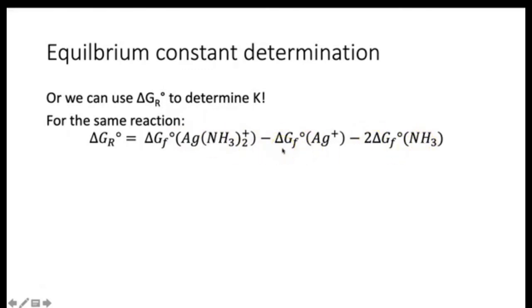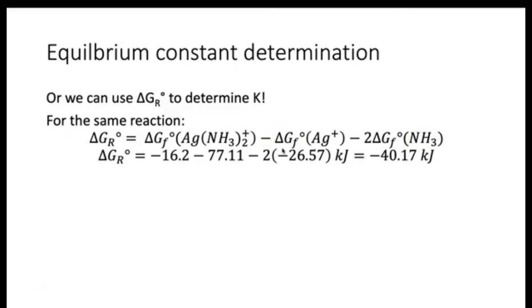And then all we do is we go to a table in the back of our book and we look up these values, or we just simply Google them. And I look them up, and these are all in kilojoules per mole, we have negative 16.2 and so forth, and we add those up, and we're left with minus 40.17 kilojoules as our reaction Gibbs free energy.